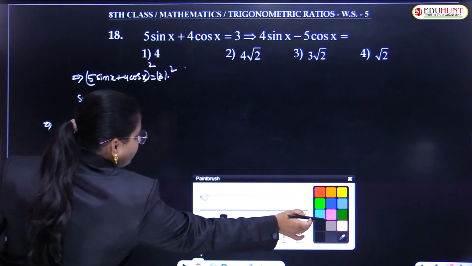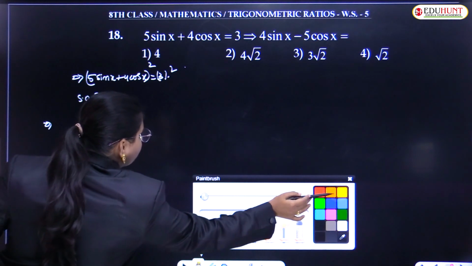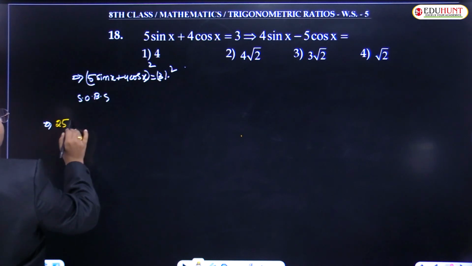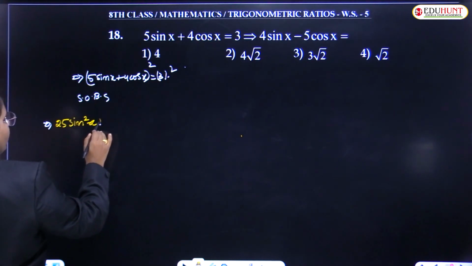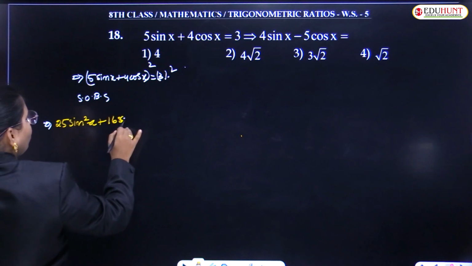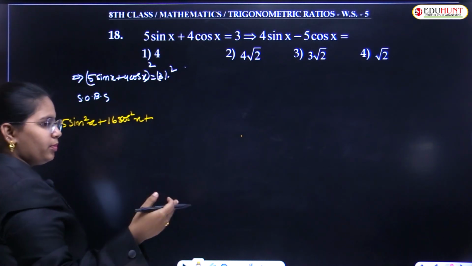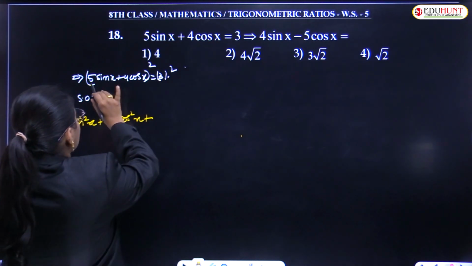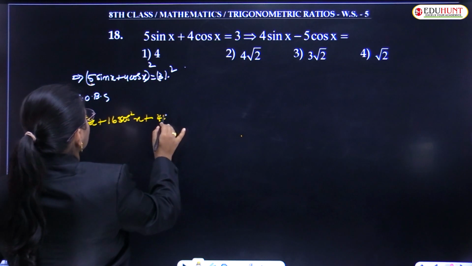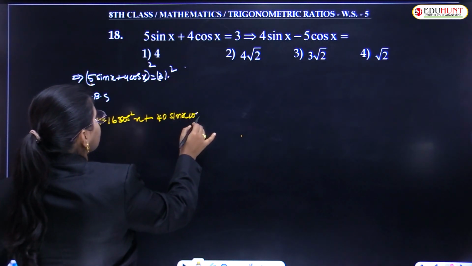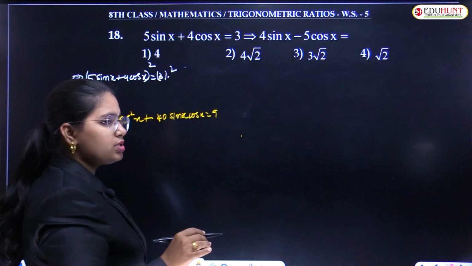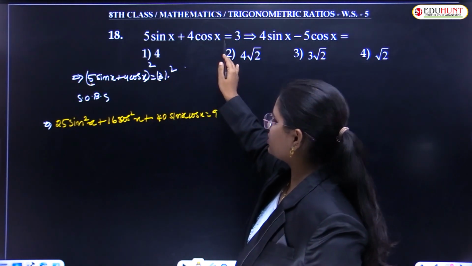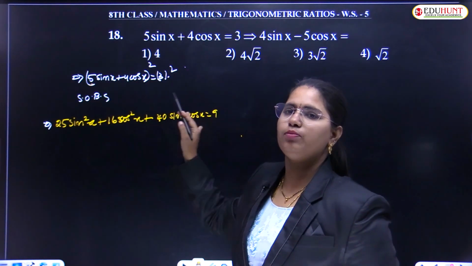I have applied squaring on both sides, right? So what am I going to get? A plus b whole square. A square, 5 square is 25 sin square x, 4 square is 16 cos square x, plus 2ab, a square plus b square plus 2ab. What is 2ab? 2 5s are 10, 10 4s are 40, which is 40 sin x cos x. 3 square is 9. So this is the expansion of the first expression, 5 sin x plus 4 cos x equal to 3, after applying squaring on both sides.